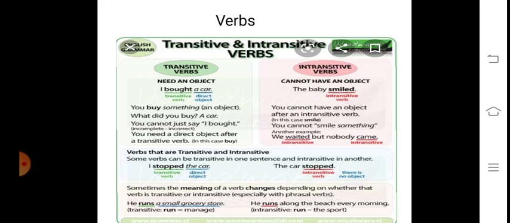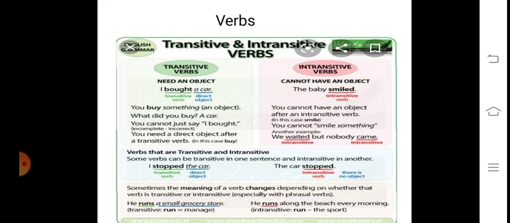For example, birds fly is intransitive. But if we say children fly kites, then children fly what? Kites. Then it becomes transitive. So, some verbs can be transitive in one sentence and intransitive in another. See the example. I stopped the car. I stopped what? The car. The car stopped. So here in another sentence, the car stopped. There is no object or there is no need of an object. That verb comes under intransitive.